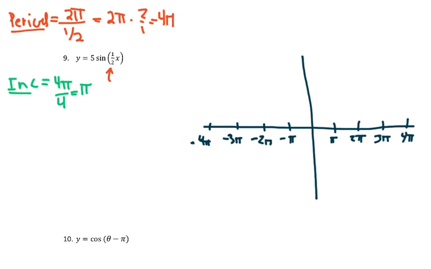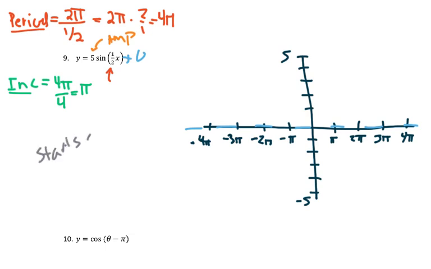My midline is at 0. And my amplitude is 5. So this means I'm going to go up 5 and down 5 from my midline. So sine starts on the midline. So I'm going to make a point at 0 on my midline.